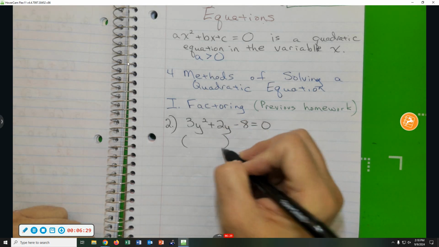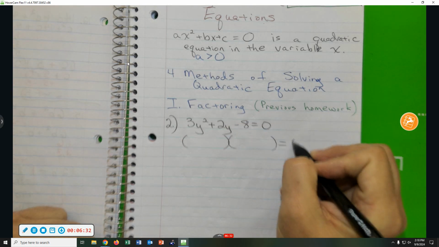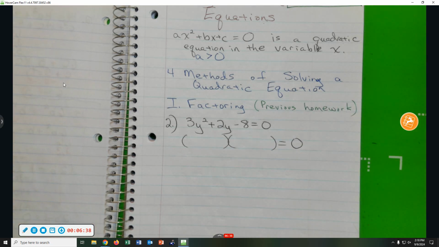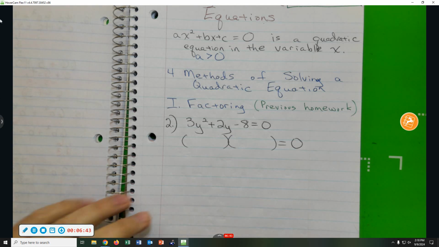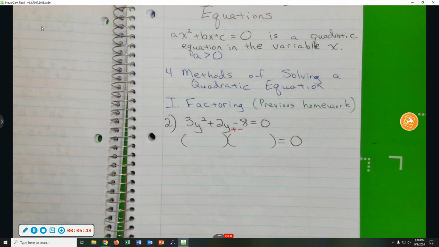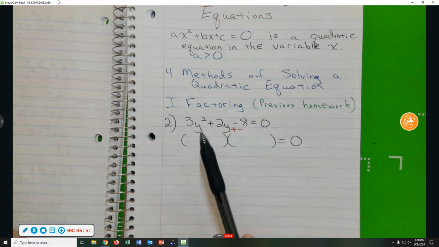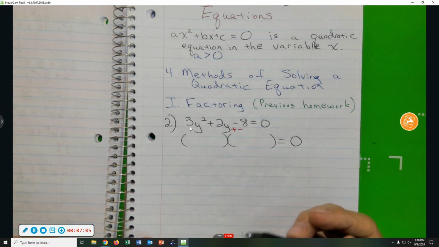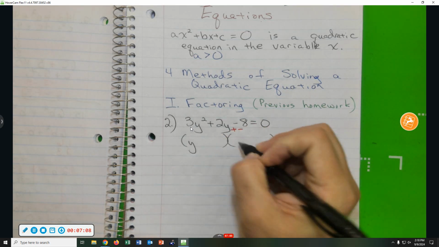I'll write my 2 sets of parentheses. Hey, that last sign's a minus. What do we know about the signs inside the parentheses? One of each, one plus and one minus. I'm just going to make a note: we're going to have a plus and a minus. We'll fill that in later. This first term, we know first times first has to give us 3y squared. Fortunately for us, the only positive integers that multiply together to give you 3 are 1 and 3. So we can use a 1y and a 3y.